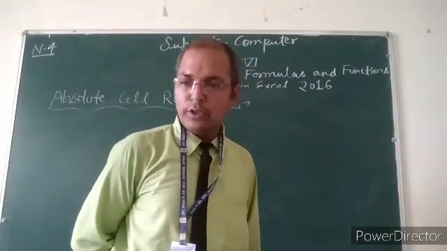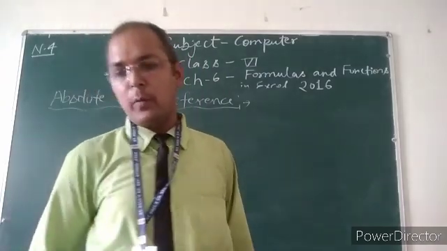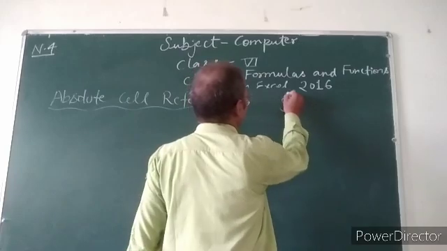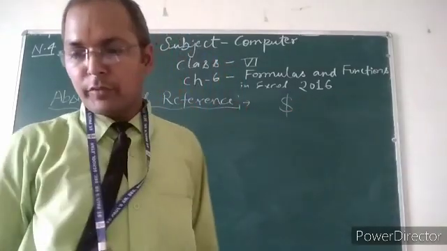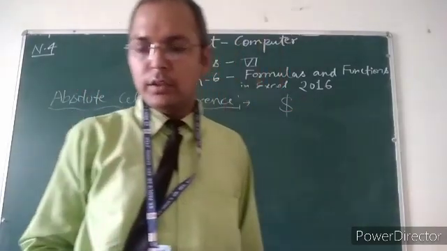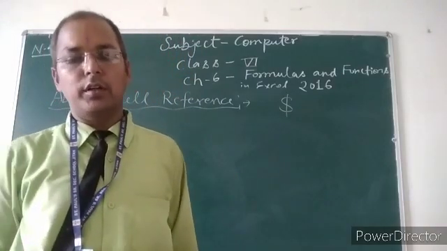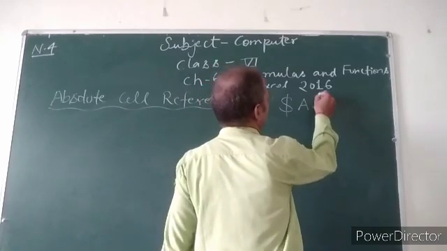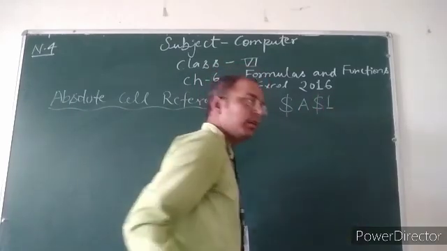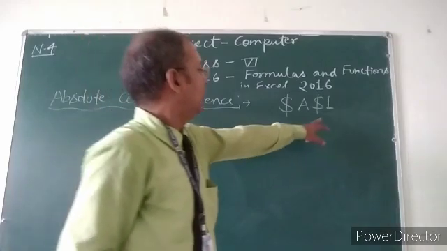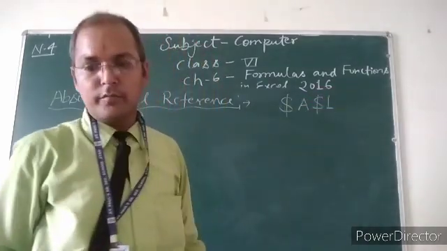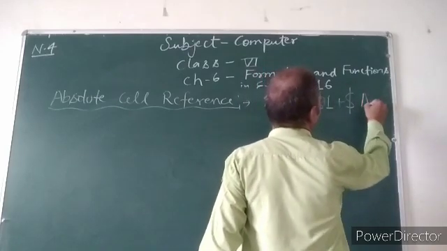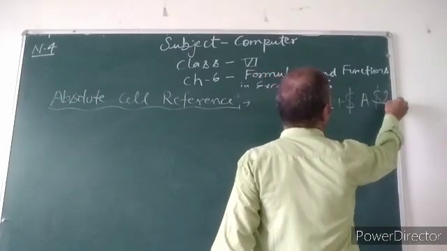To make an absolute reference of a formula address, use the dollar sign before the row number and column number, like $B$1, for row and column, plus $B$2.